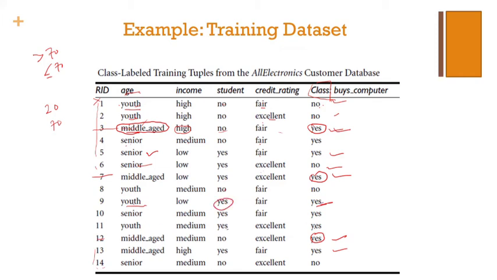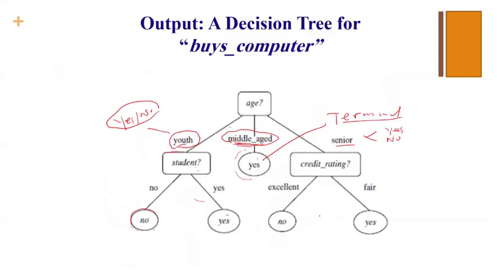Youth, you are a student, you bought a computer. This is the basis upon which we arrive at the terminal node at this point. That is a decision tree. For the senior also, you do the same thing.